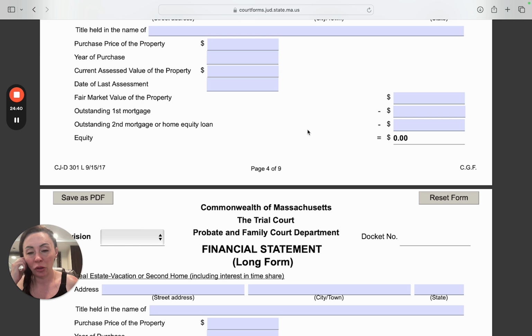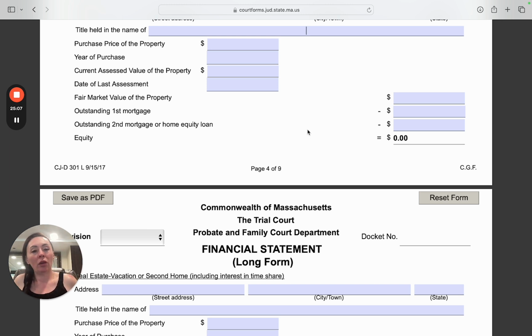The assessed value of the property is on the city or town website for the assessor's office. They have that information. Find the most recent assessment that the town has on the property, and you can put that number in on that line. And then also include the date of the last assessment.